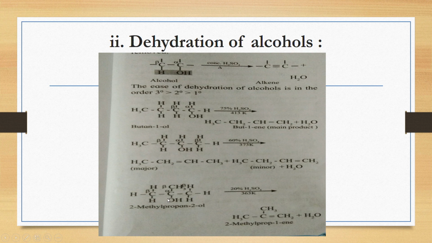Alpha carbon will give out the OH group. Now all those beta carbon atoms are exactly identical. So from any of them you can remove one hydrogen and thus water will get eliminated, resulting in formation of a double bond between two carbon atoms, and thus 2-methylprop-1-ene will get formed as the product. So that is the way dehydration of primary, secondary and tertiary alcohols takes place to form corresponding alkenes.